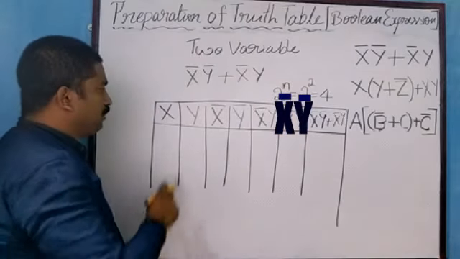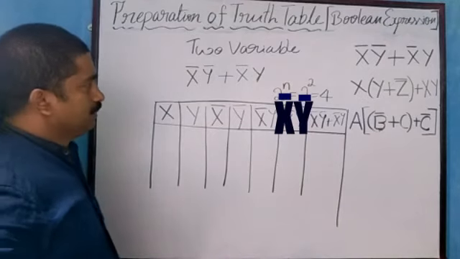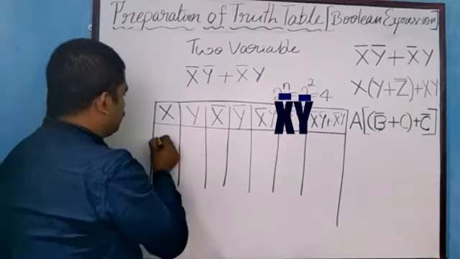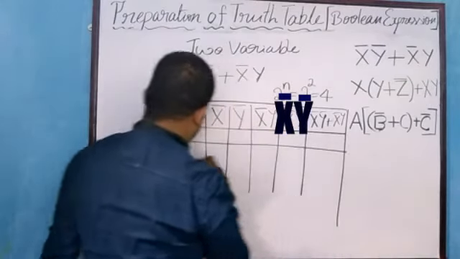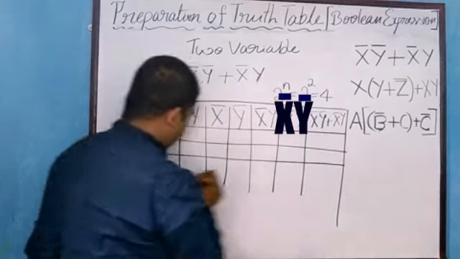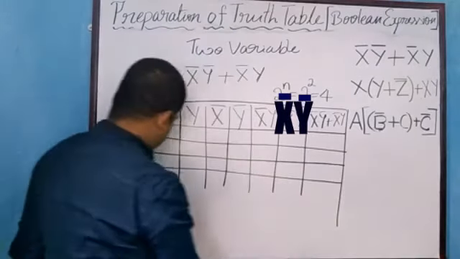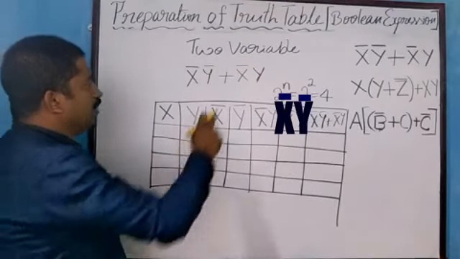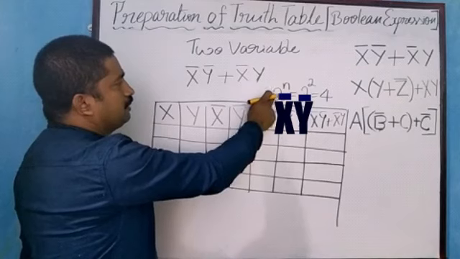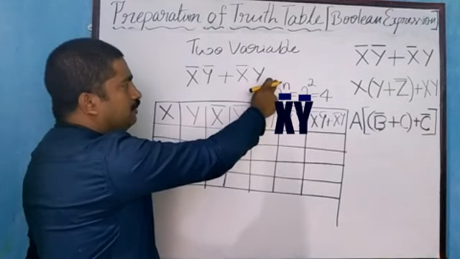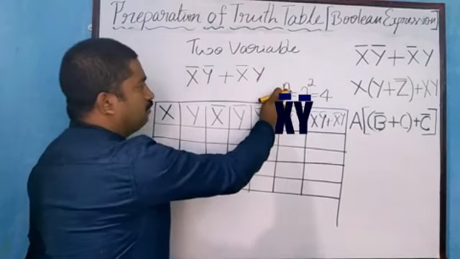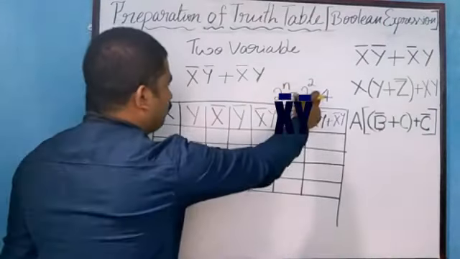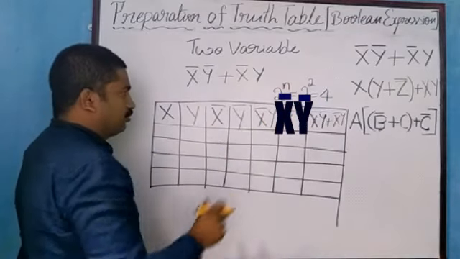Now how to give the input for x and y? Since we have only 4 different combinations, we can use 4 different rows: 1, 2, 3, 4. 4 is enough because for 2 variable, the general equation is 2 to the power of n, that is 2 to the power of 2. In the nth place means 2 variable. So 2 to the power of 2 means 2 into 2, that is 4. We have 4 different combinations.